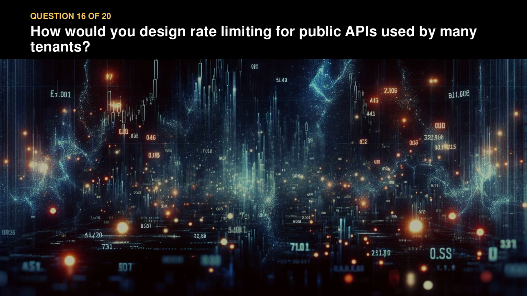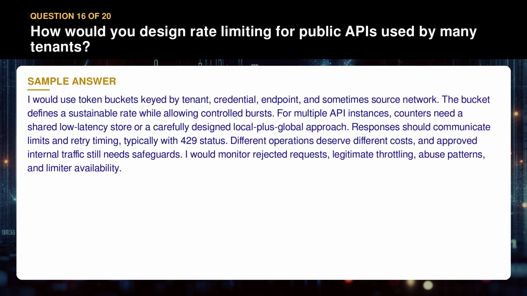Question 16. How would you design rate limiting for public APIs used by many tenants? I would use token buckets keyed by tenant, credential, endpoint, and sometimes source network. The bucket defines a sustainable rate while allowing controlled bursts. For multiple API instances, counters need a shared low-latency store or a carefully designed local plus global approach.